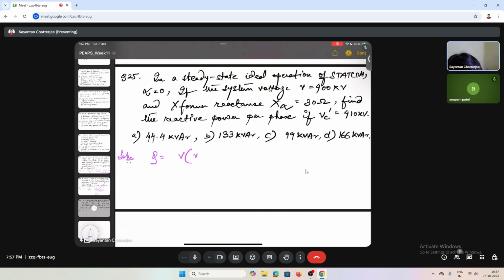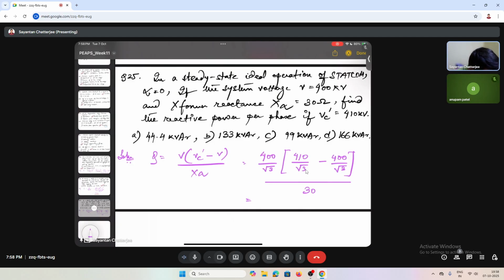So Q is (VC minus V) by X sigma. So V is given, this 400 by root 3, and VC is... So if you solve this, you are getting 44.4, right? Yes, sir. Yes, this is the answer.